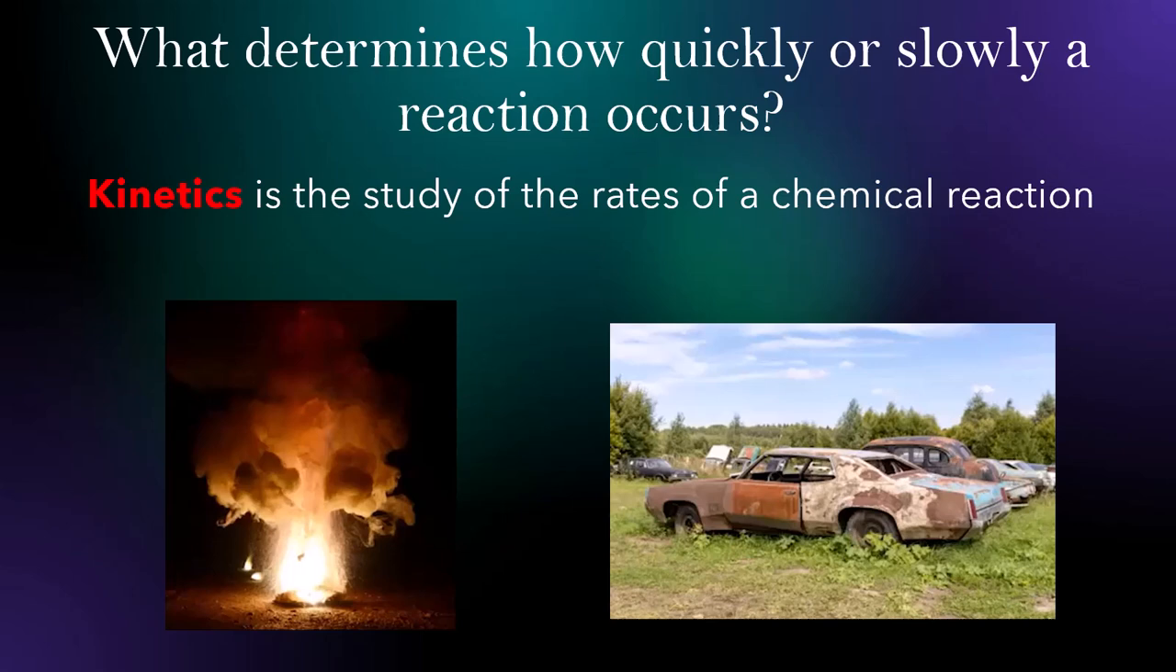And so we see two examples of some chemical reactions here. We have a fast one that's happening on the left, and then we have an example of a car rusting, which happens over a really long period of time. The rates of these reactions are a lot different, and so we need to figure out what the rates are and how they are affected by different changes.